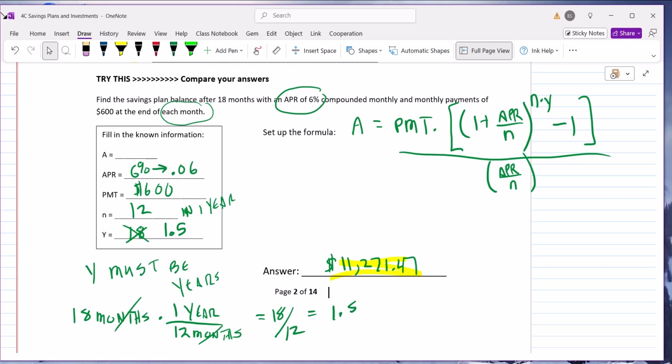It's going to go like 1 plus 0.06 divided by 12. And that's that. And then raised to, and then you're doing 12 times 1.5. So that's what you get with this piece. So you're going to take the payment, 600, times that number, and divide by that. Okay, so try it out.